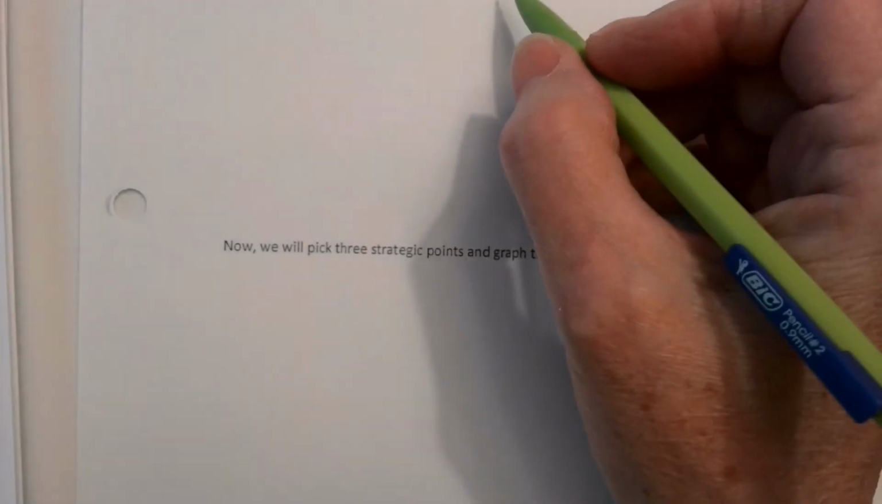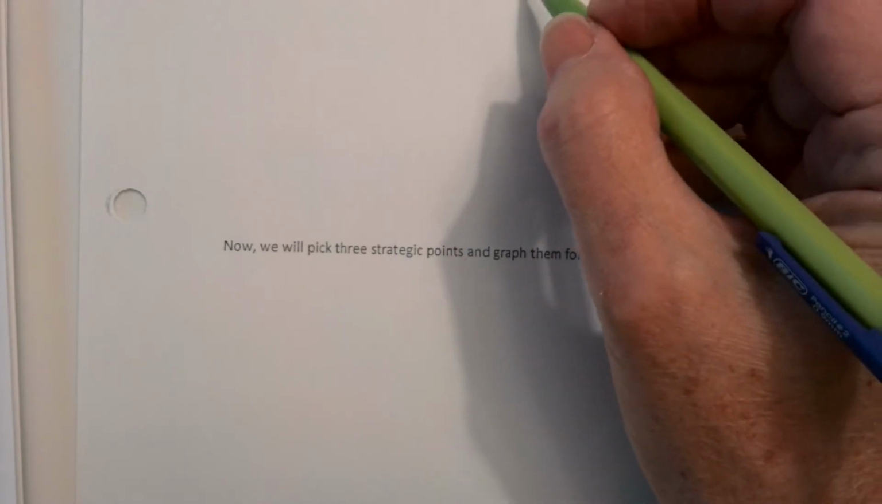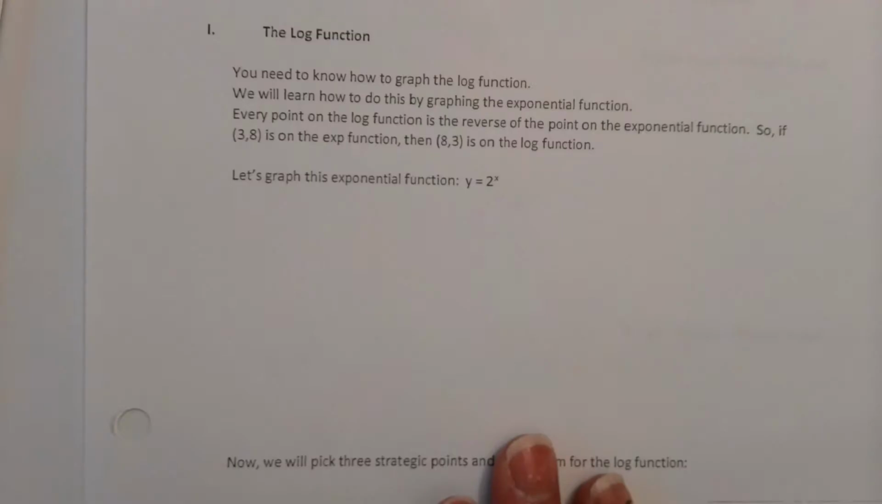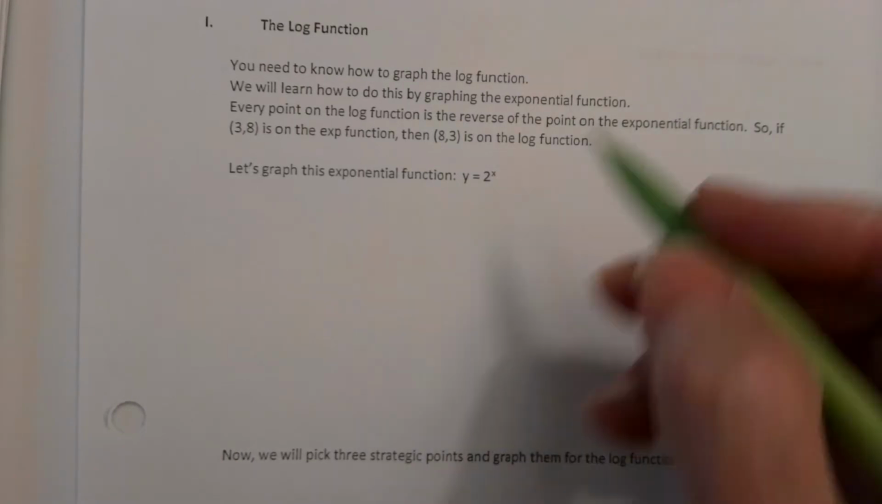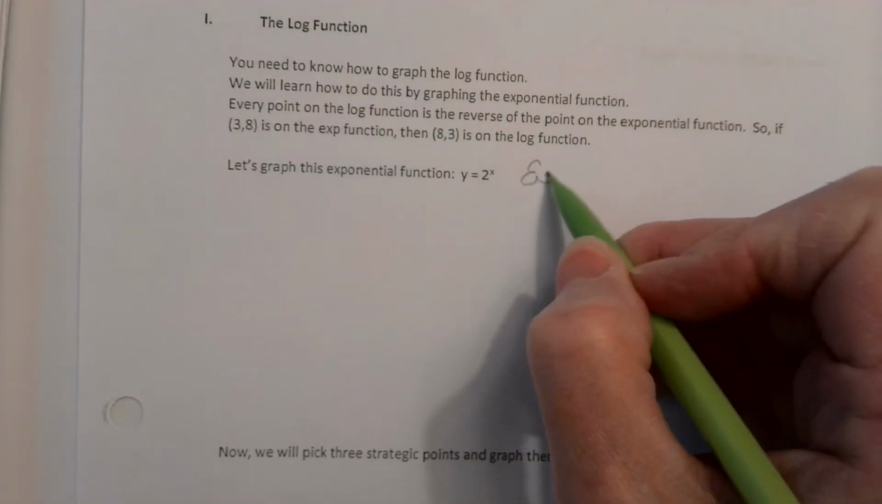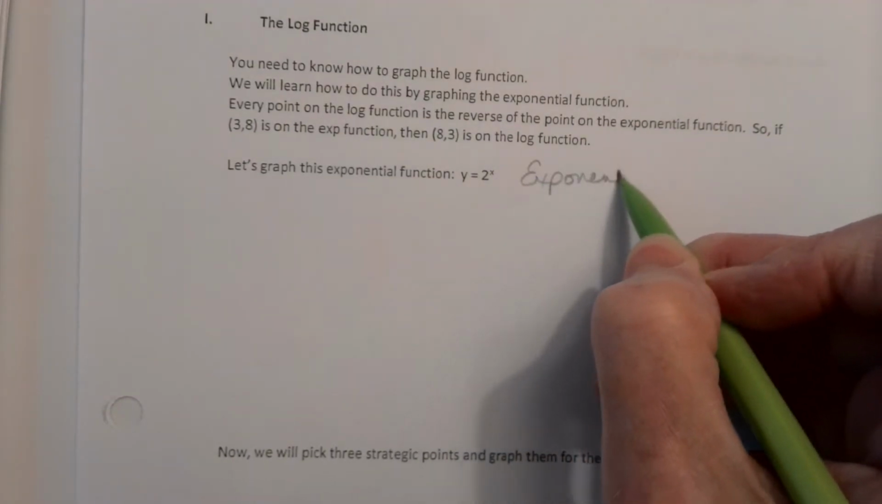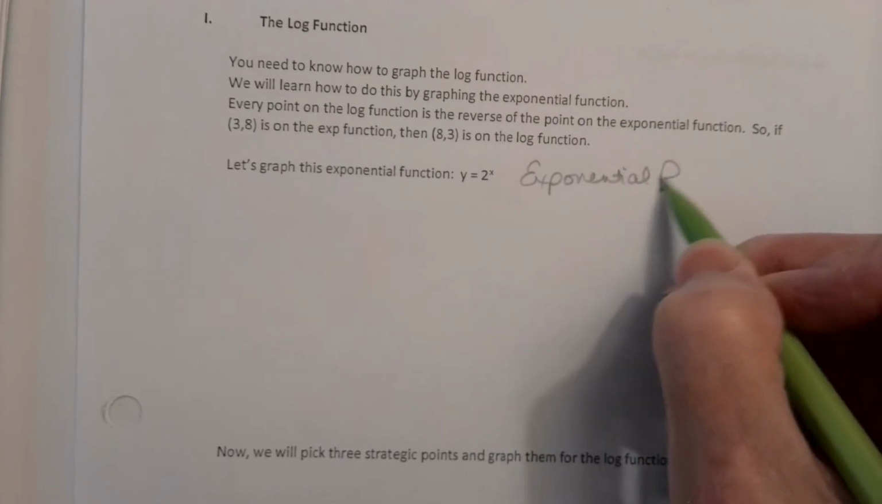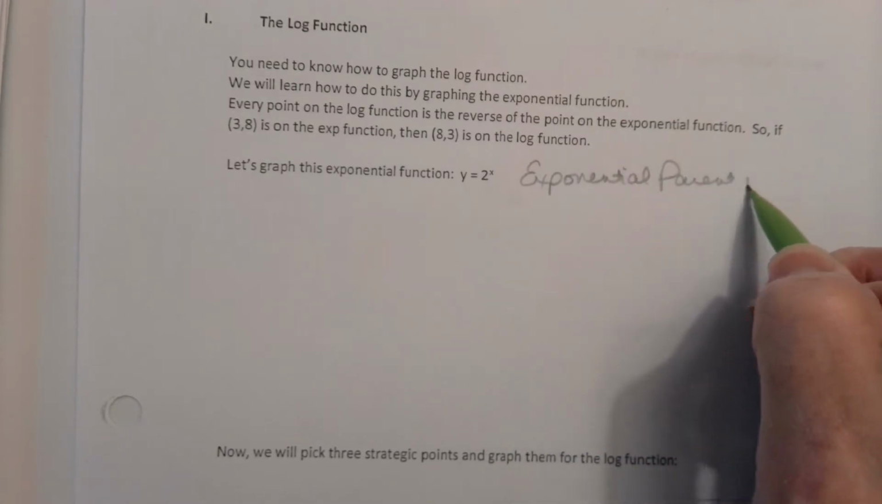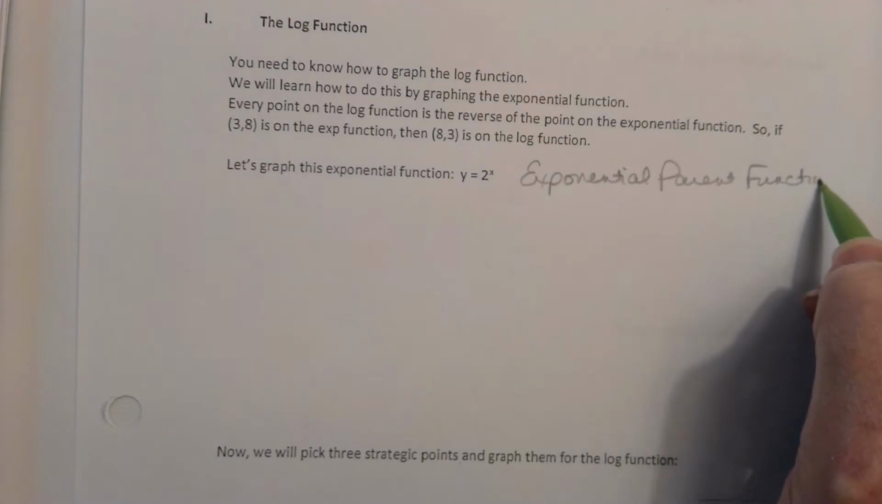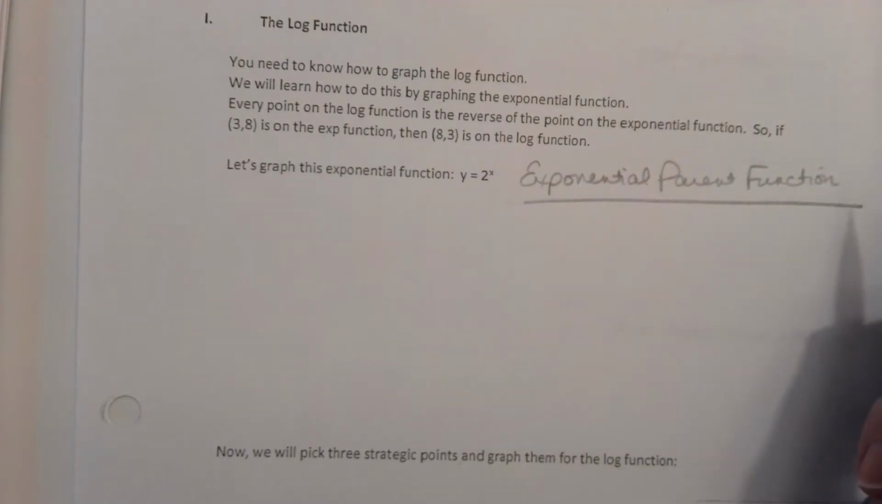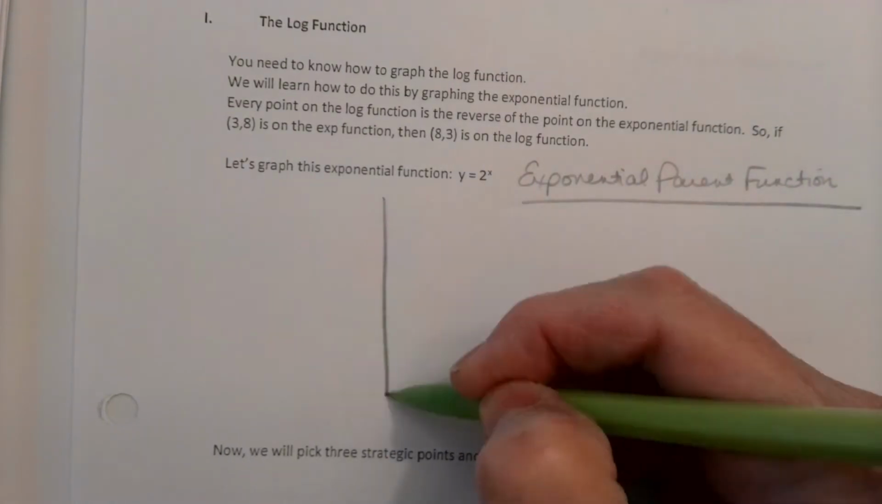This is an exponential function. We know that. Oh, I'm sorry, you can't see it. This is the exponential function. We call it the exponential parent function, and this is one that you need to have memorized. Okay? I know how to graph that.